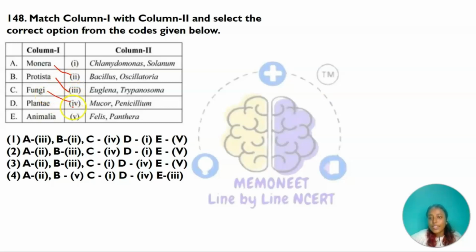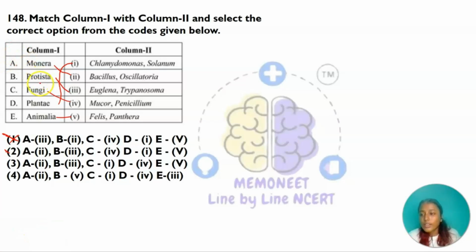and in fungi we can find Mucor and Penicillium, and in Plantae we can find Chlamydomonas and Solanum, Chlamydomonas being the algae division and Solanum being the angiosperm, and in Animalia we can find Thalassia and Panthera. Okay, so we'll match the answer with our options now. A with 2. A with 2, I can see 2 options, so we can deduct 1 only, sorry. So we have 3 options to choose from now.